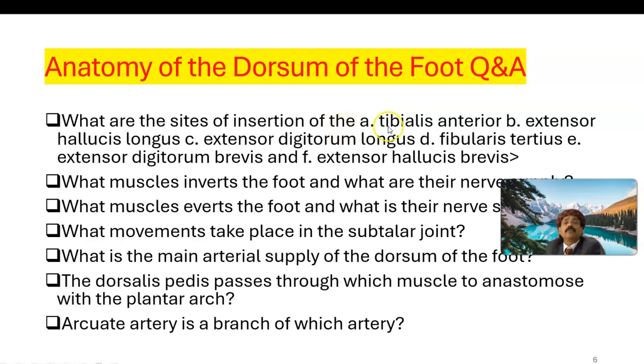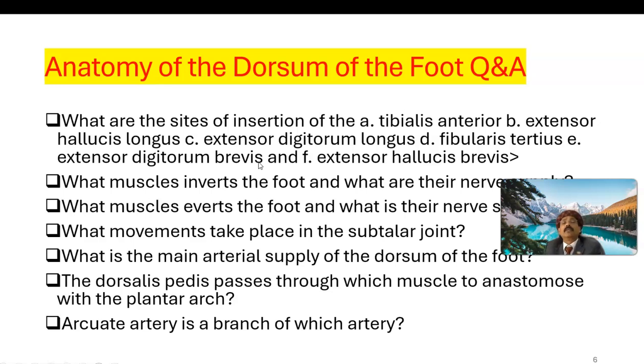What are the sites of insertion of tibialis anterior to the medial cuneiform and first metatarsal, extensor hallucis longus to the base of the distal phalanx of the great toe, extensor digitorum longus by dorsal distal expansion to the base of the distal phalanx of the second, third, fourth, and fifth toe. Fibularis tertius to the base of the fifth metatarsal bone.